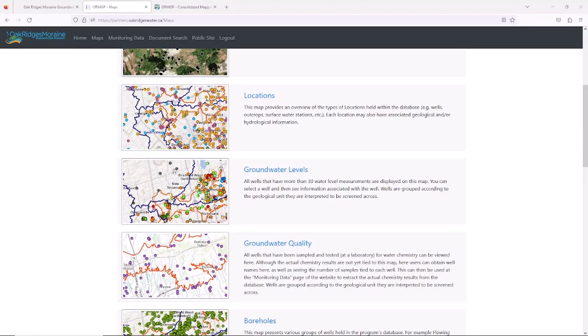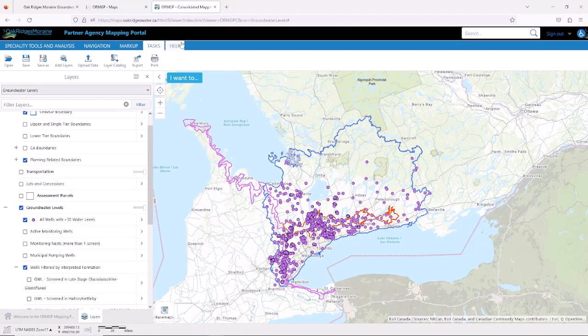A few months ago, we released a video that introduced working with groundwater levels. This video will expand on that by looking at groundwater levels and some of the analysis tools that are available for looking at groundwater level data. So I've already logged on to the partners website, and I've already opened up a window that takes me into the mapping portal for oakridgeswater.ca here through GeoCortex.